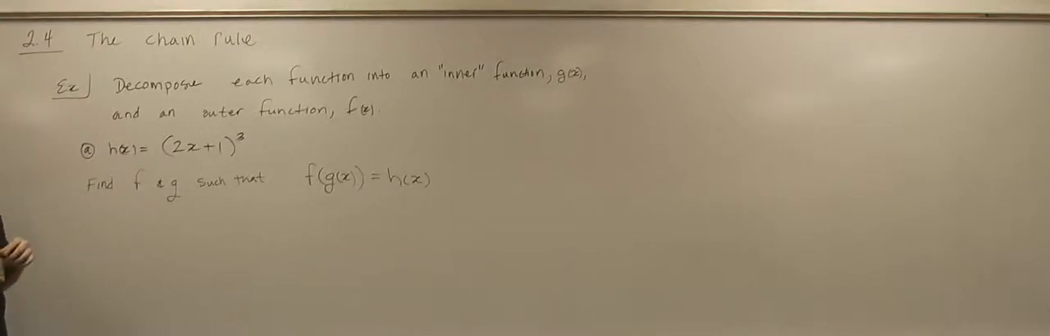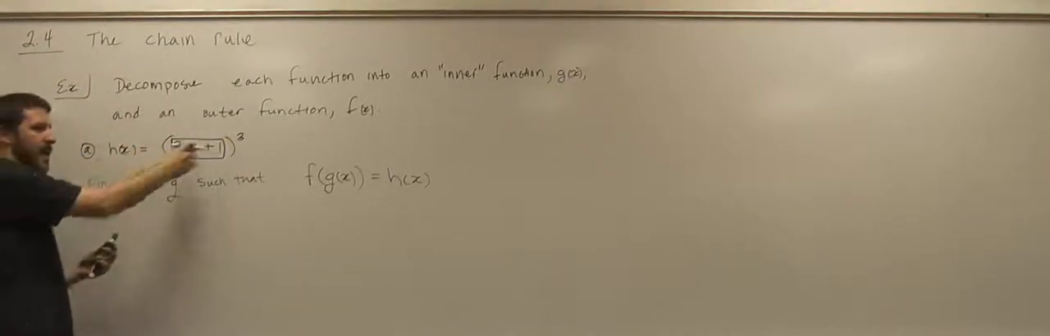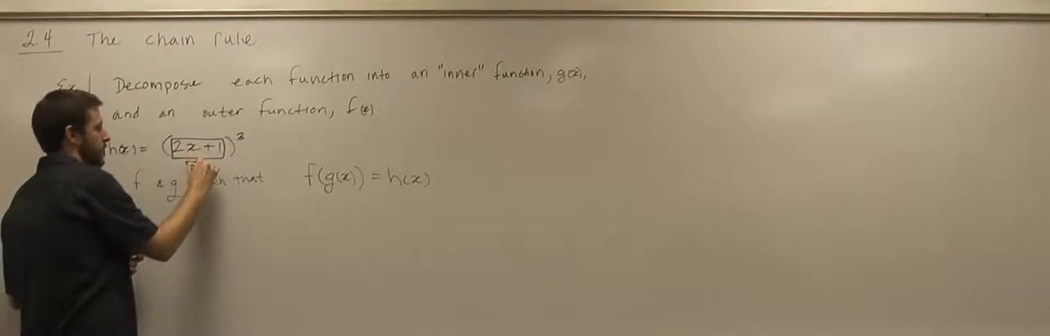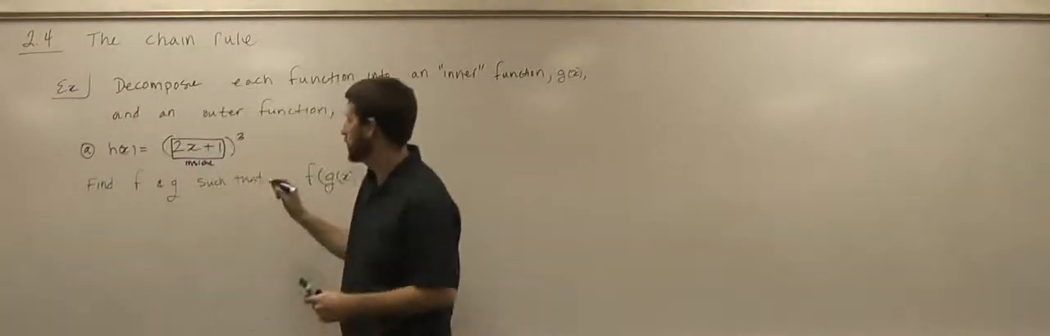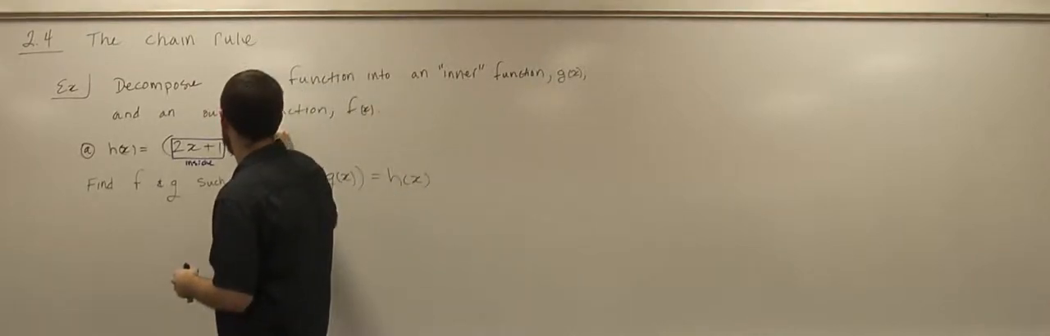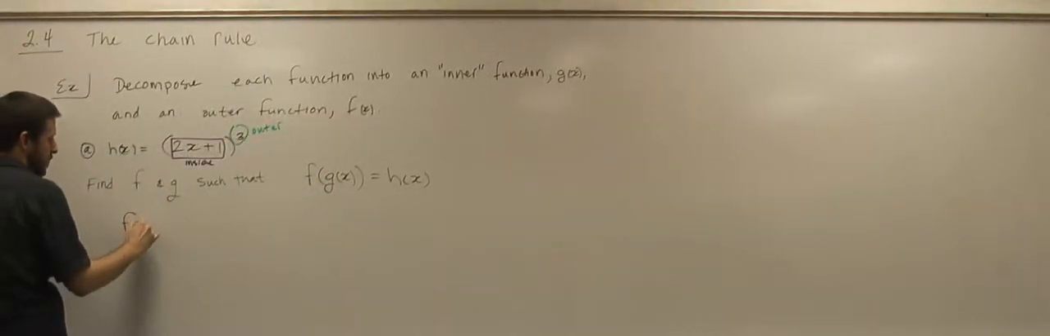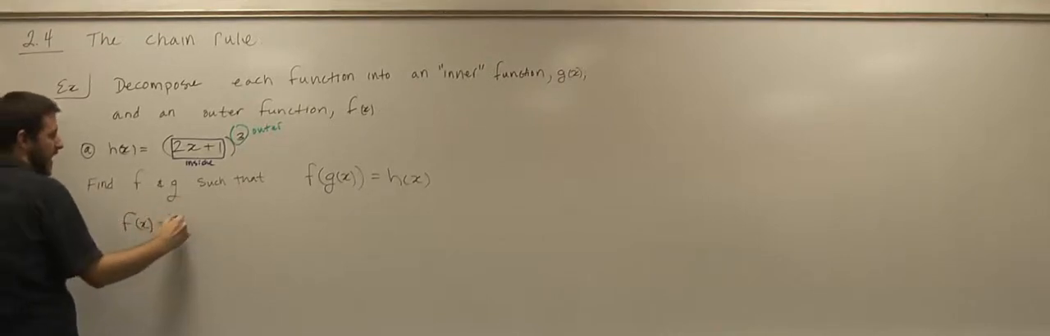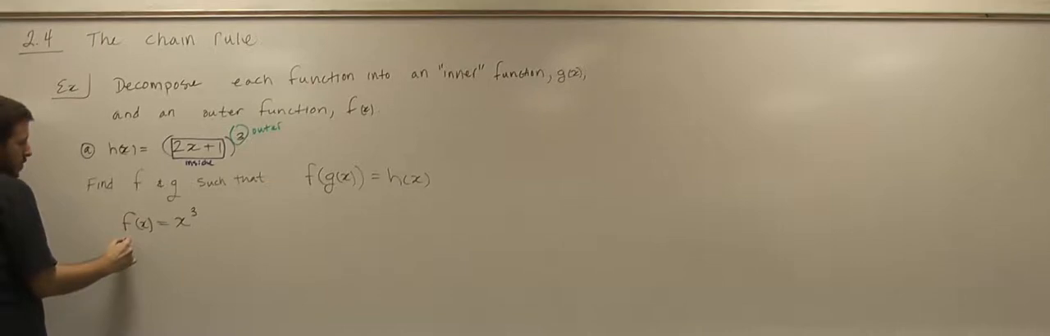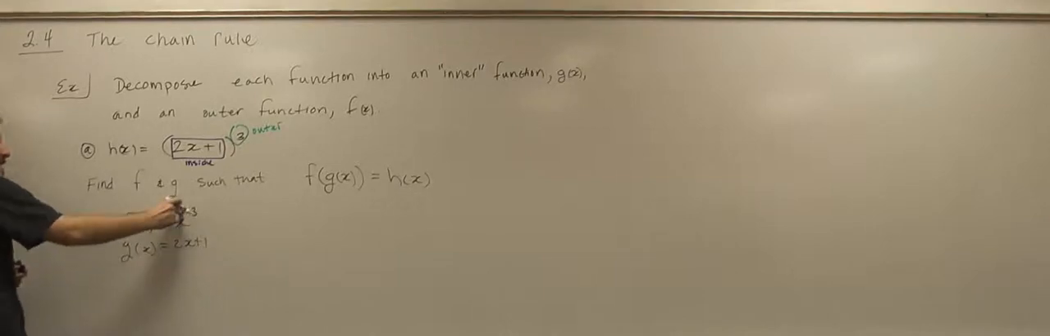2x plus 1, 3x. Oh, not 3x. Close. X cubed. Right. So the way you want to think about this is the inner function is 2x plus 1, because that's on the inside somewhere. And the outer function, because of this cube here, is going to be x cubed. So one choice for f of x is x cubed, because that's the outer function, and one choice for g of x would be 2x plus 1. Because if I plug this into here, I would get this.